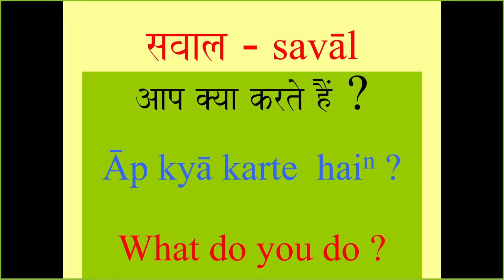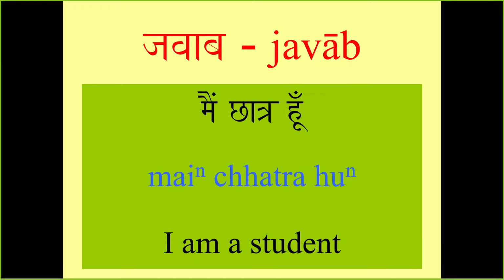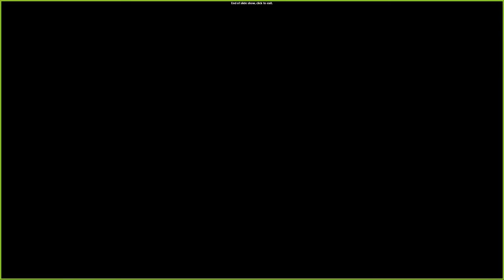Okay. So let's ask the next question. Dhruv, read with me. आप क्या करते हैं? So करना is to do. So what do you do? करना, कर and करते is to do. So what do you do? So Dhruv, read for me. मैं छात्र हूं. And छात्र means a student.